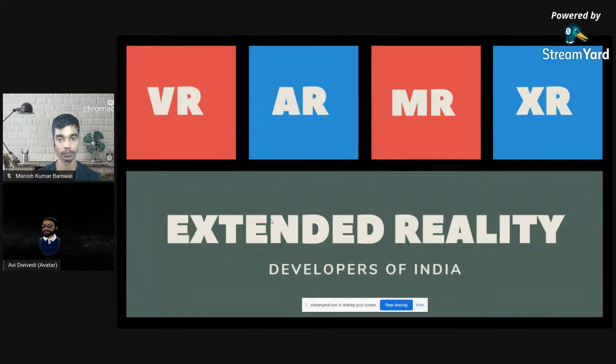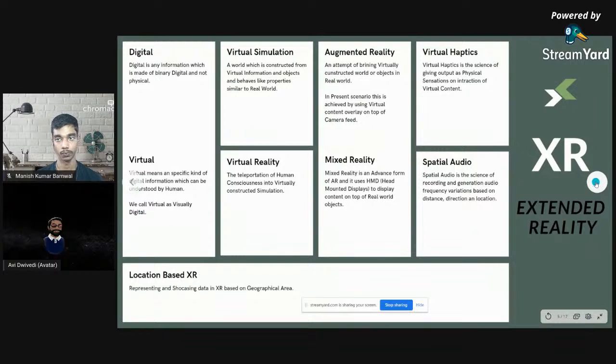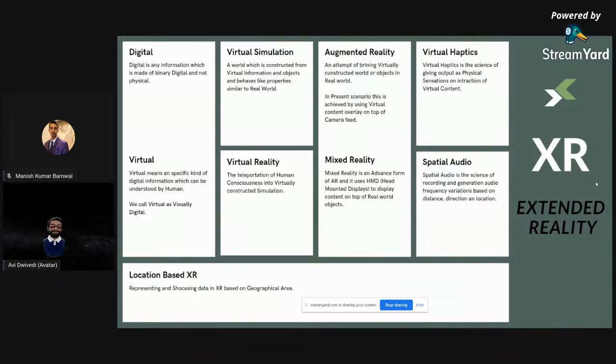Now let's move on to what they are in depth. We have to dissect all these terms one by one. So let's understand digital. This is very easy to understand. Digital is any information which is not physical, which is basically made of bits and bytes. What are bits and bytes? These are basically zeros and ones, the language in which your machines communicate. Any information which is represented by these bits and bytes is called digital information.